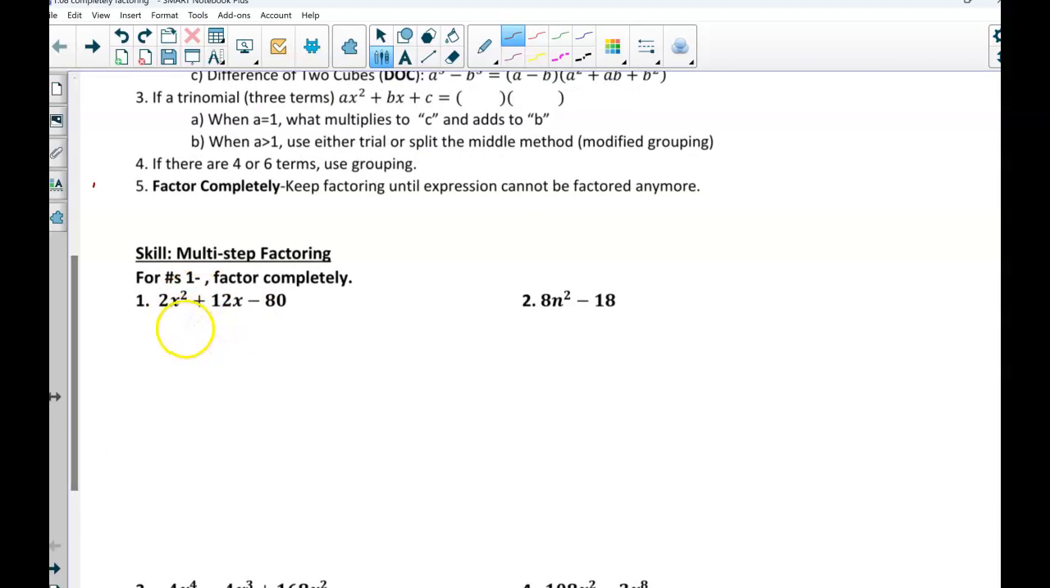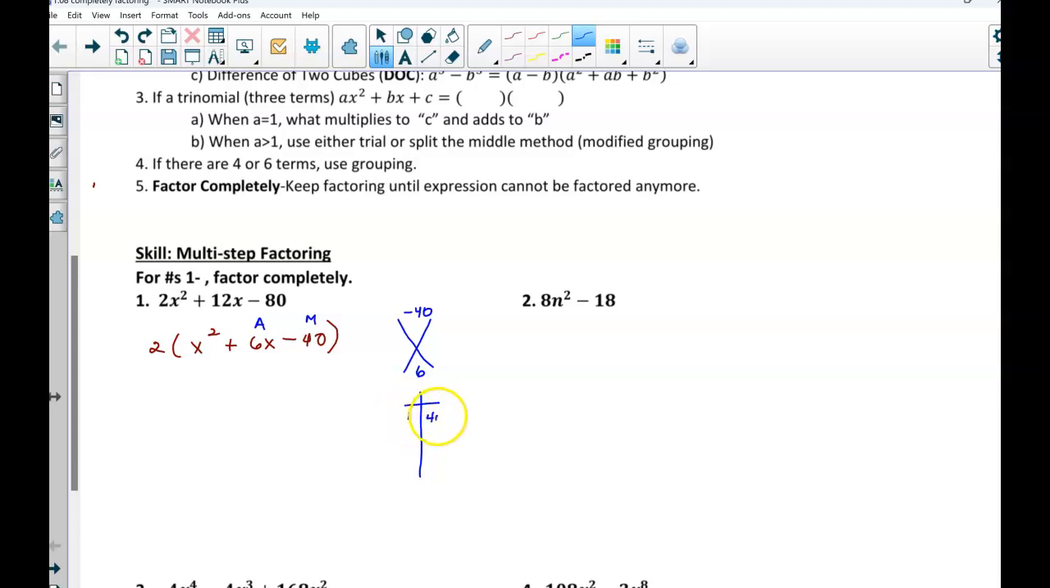So let's look at the first one, and the first thing you have to ask yourself is, is there a GCF? And I notice that 2 is in common to all terms, so I'm going to factor it out. So 2x squared divided by 2 is x squared, 12x divided by 2 is 6, and 80 divided by 2 is 40. Can I factor further? Well, I have a trinomial and my leading coefficient is 1, so I can use the sum product method. So I'm looking for two numbers that add to negative 6 and multiply out to negative 40. Rather, positive 6.